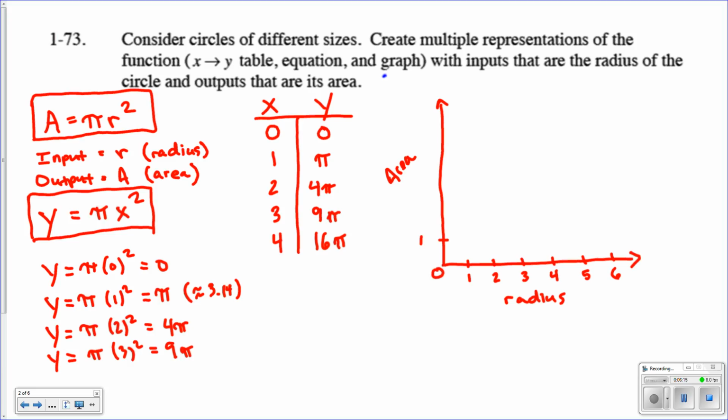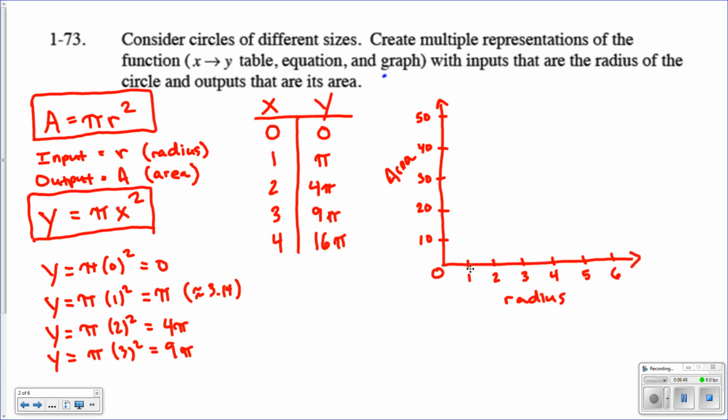So let's do this. Let's go by tens. That'll work. So let's do 10, 20, 30, 40, and 50. So we do have that restriction on our domain because we can't go back in the negatives, and we also have the restriction on our range, our output values, because we're not going to have negative areas. So we're dealing mainly with quadrant 1 here.